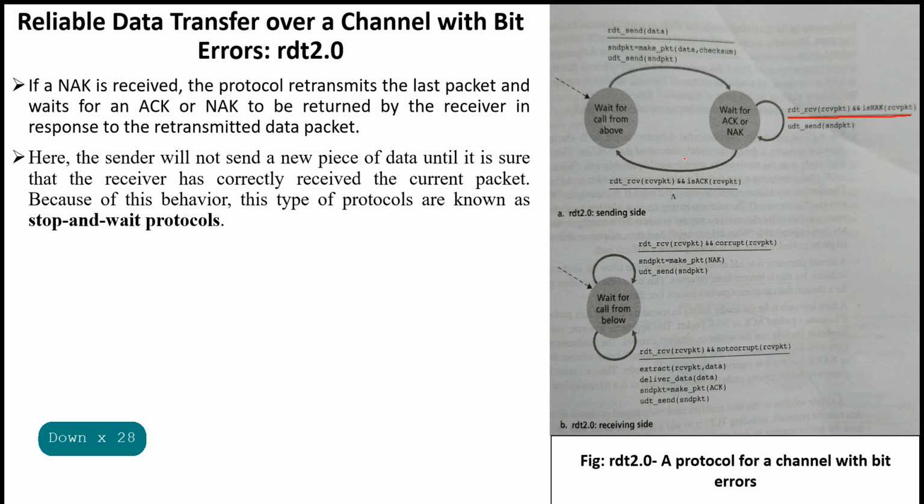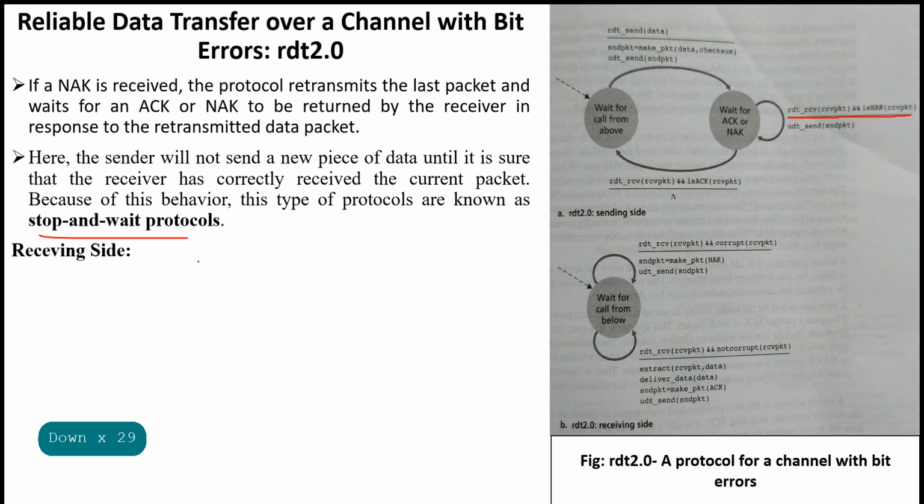Here, the sender will not send a new piece of data until it is sure that the receiver has correctly received the current packet. Because of this behavior, this type of protocol is known as a stop and wait protocol.